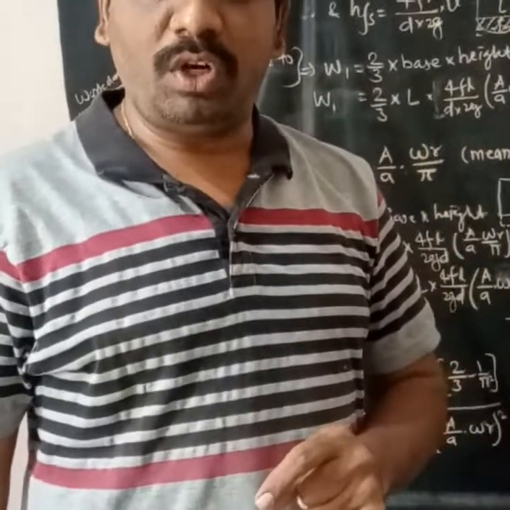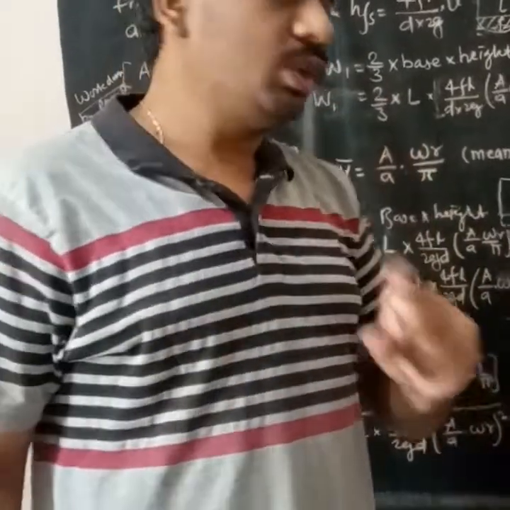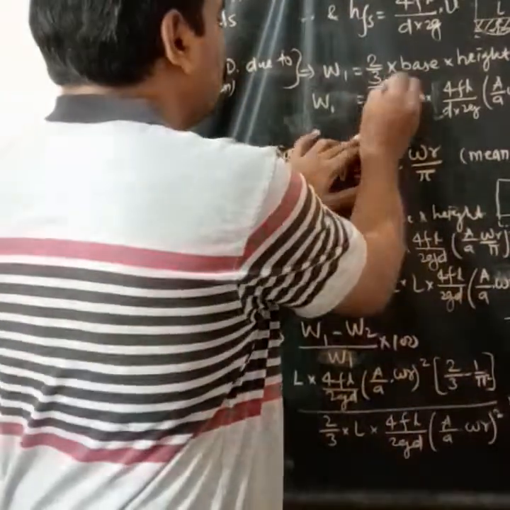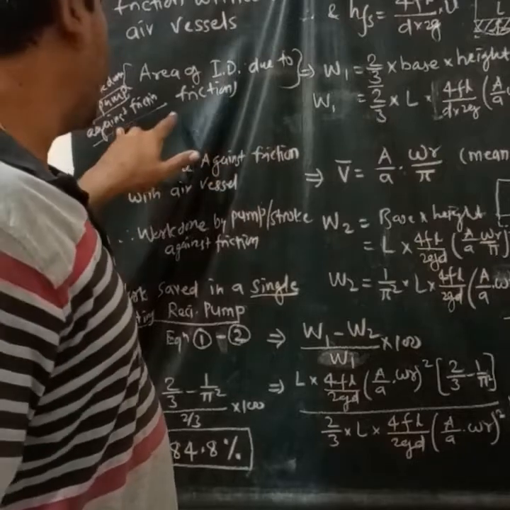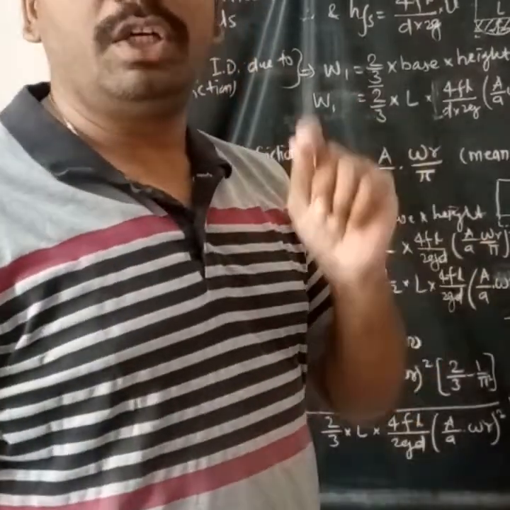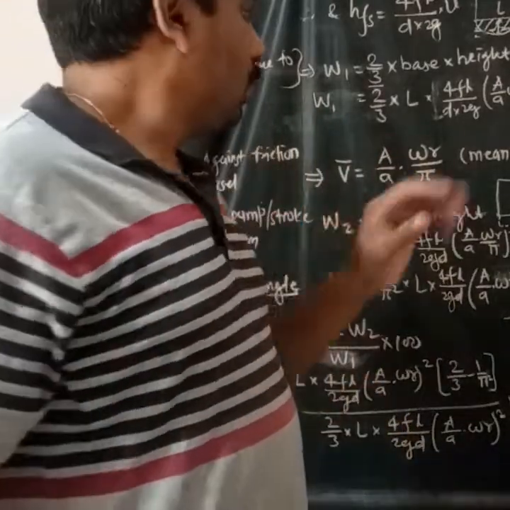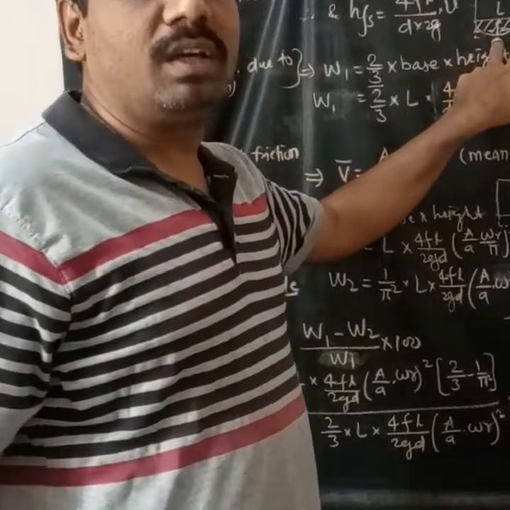area of that parabola. That will be equal to two-thirds of its base multiplied by height. So this is the work done, that is the area of the indicator diagram due to friction, representing the work done by the pump against friction, and that is two-thirds into L into HFS. Here L is representing the base, so you can observe it in the diagram.